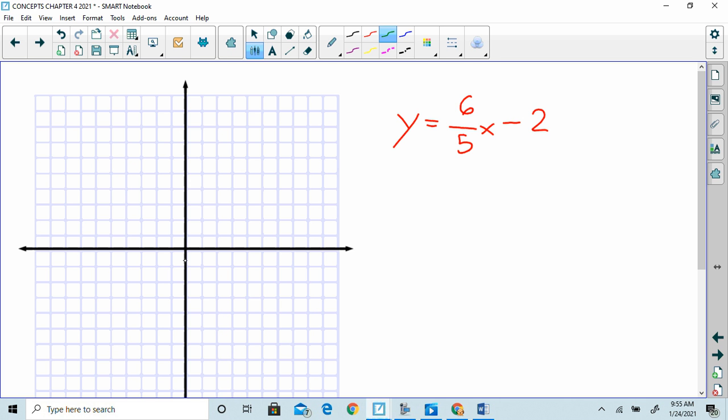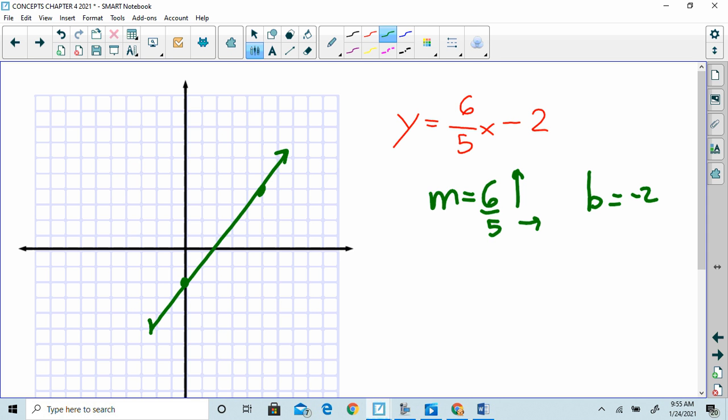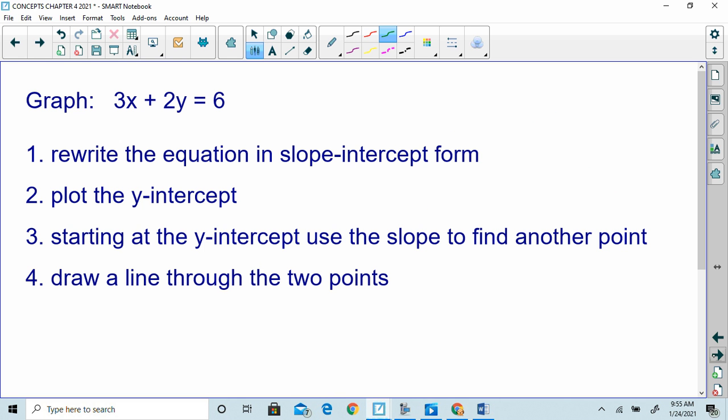One more perhaps, going down to negative 2. So my m is 6 over 5. That's telling me to go up 6 and over 5. b is negative 2. So I have my first point. I now count up 1, 2, 3, 4, 5, 6, and over 1, 2, 3, 4, 5, and connect. So we can do a series of these, but I think by now you have a good handle on this.